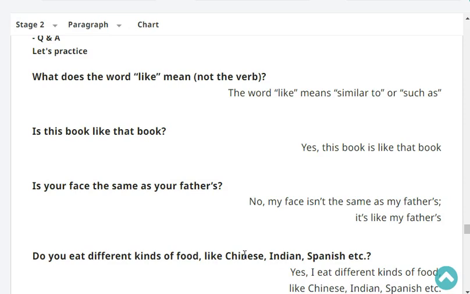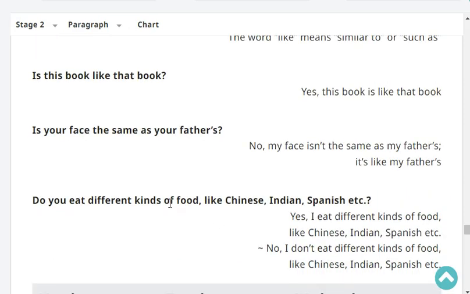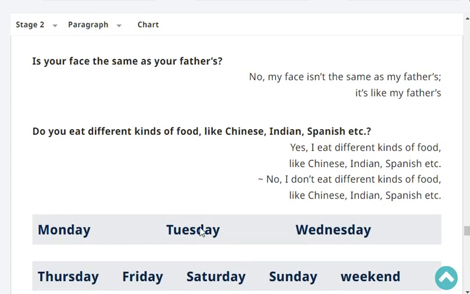Do you eat different kinds of food like Chinese, Indian, Spanish, etc.? Yes, I eat different kinds of food like Chinese, Indian, Spanish, etc. Very good.